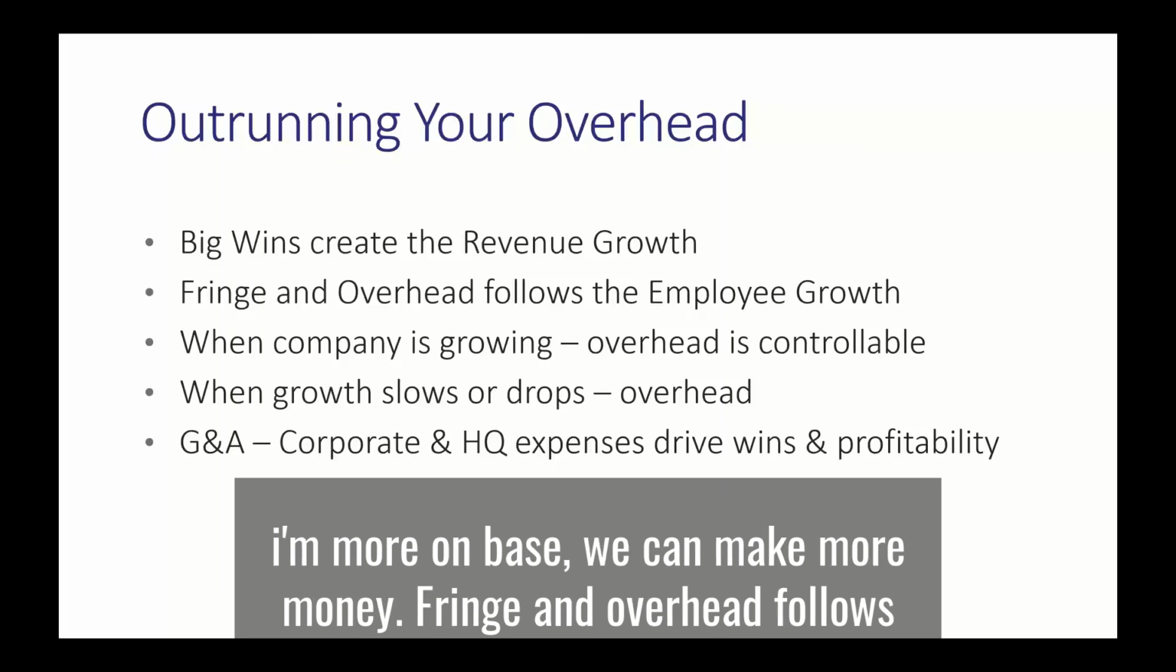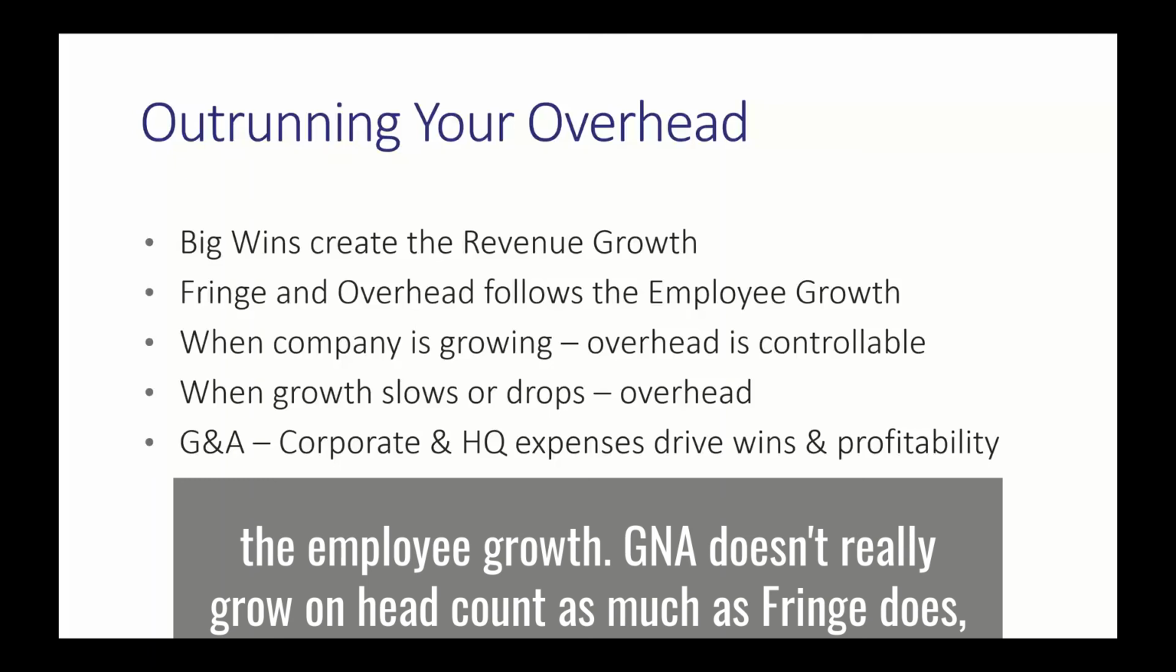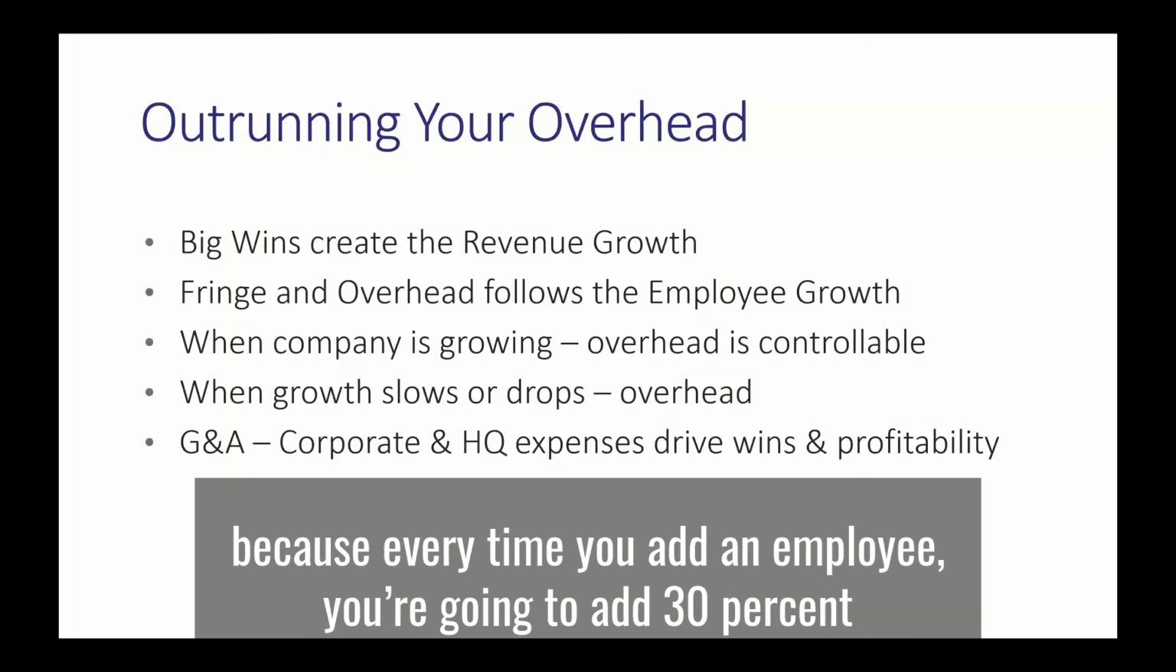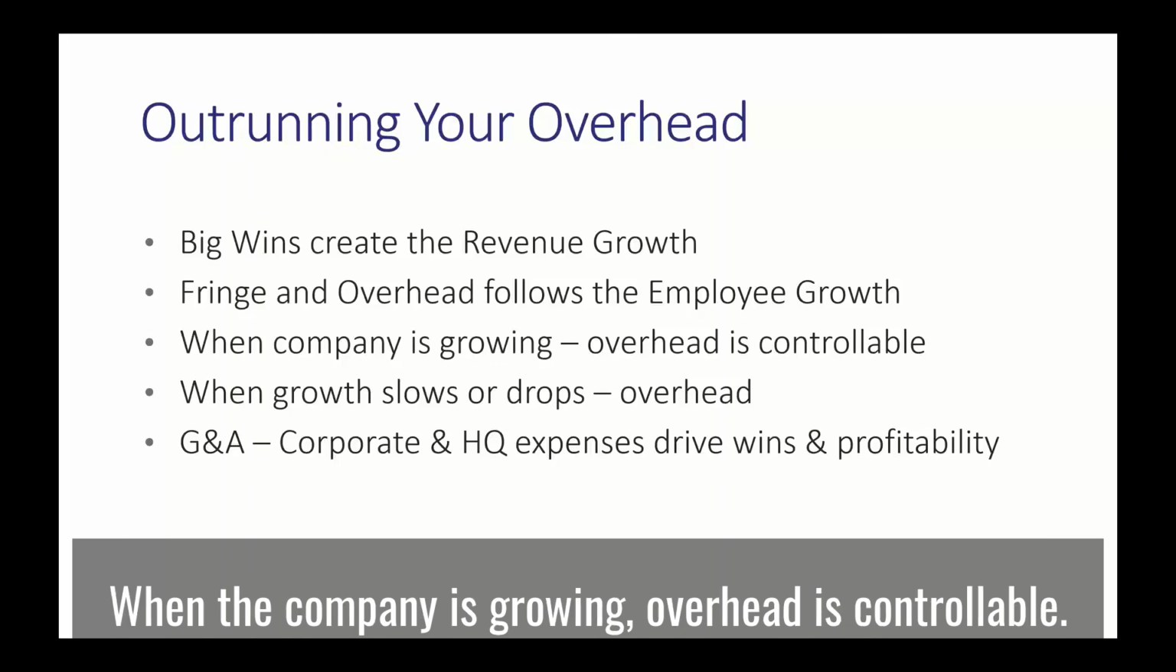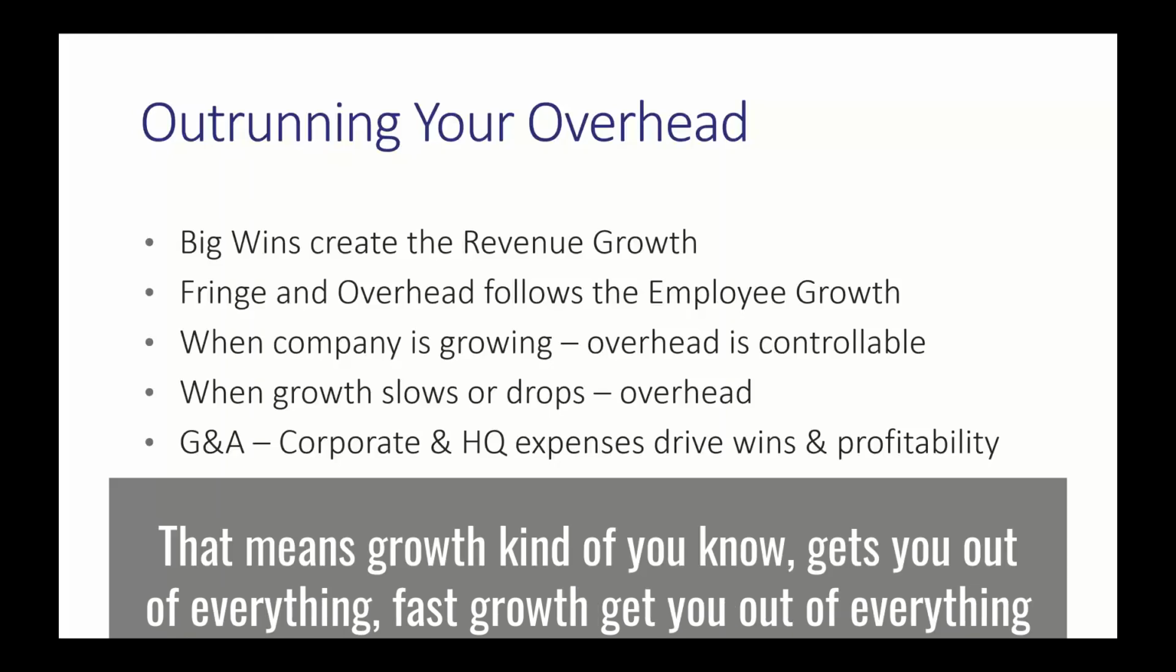Fringe and overhead follow the employee growth. G&A doesn't really grow on headcount as much as fringe does, because every time you add an employee, you're going to add 30% for benefits and payroll, labor leave, and benefits. When the company is growing, overhead is controllable. That means growth kind of gets you out of everything. Fast growth gets you out of everything.